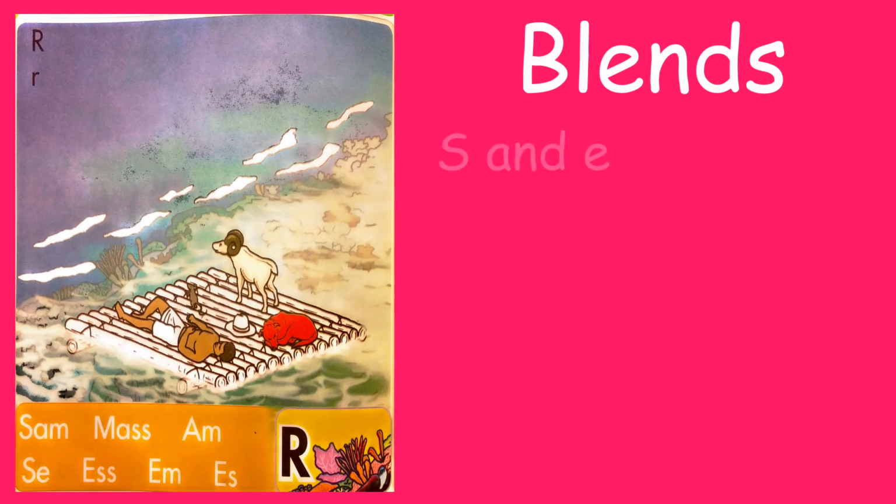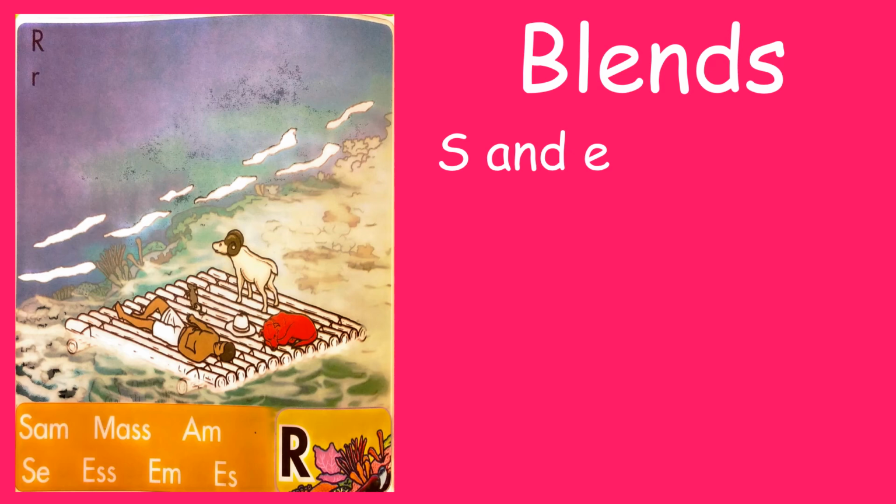So in that page, you can see the reef. I can see a raft. I can see red. I can see rat. I can see a ram. And I can see Sam. Also, I can see words and blendings. The words that I see are some, mass, and more. And today we are going to be learning new blendings.